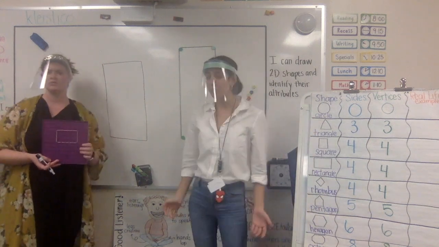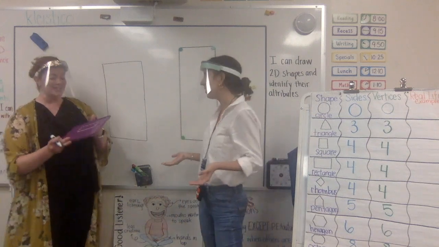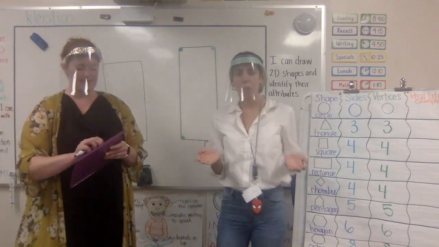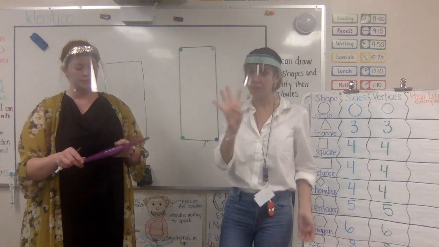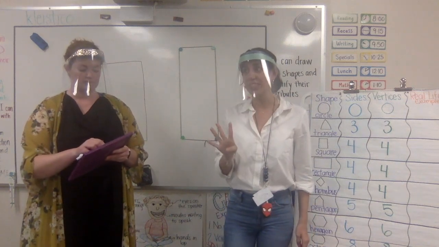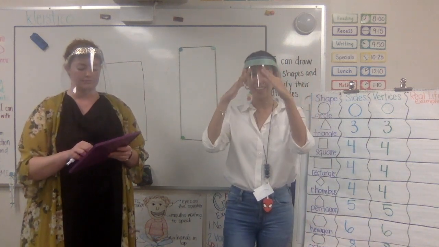Do you? Oh, that's right. It was a rhombus. That's right. Oh, tell me what you know about a rhombus. Well, a rhombus is a quadrilateral because it has 4 sides, 4 vertices, but they're slanted sides.